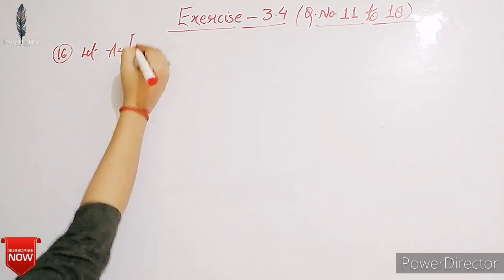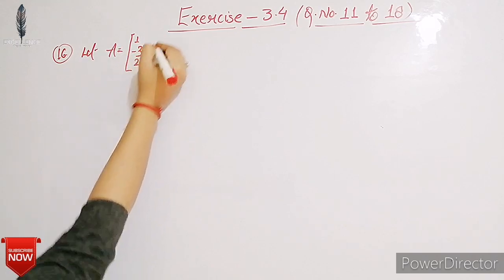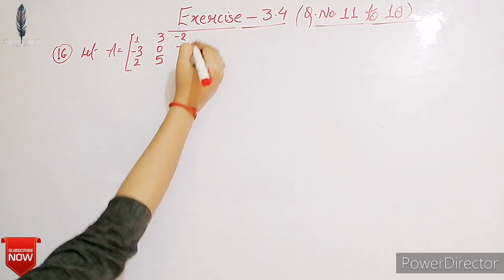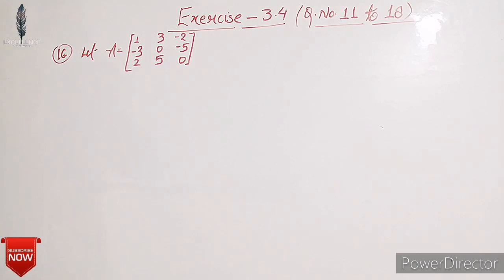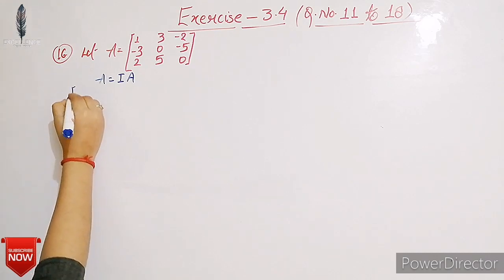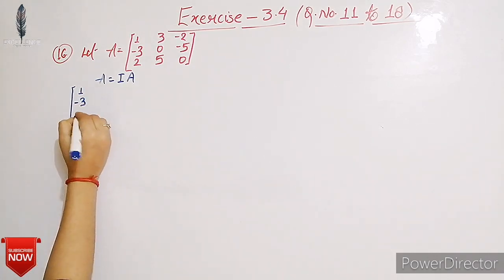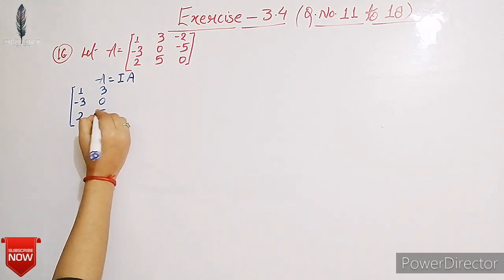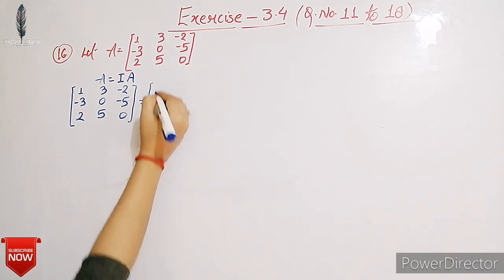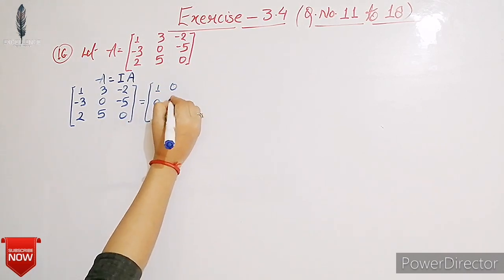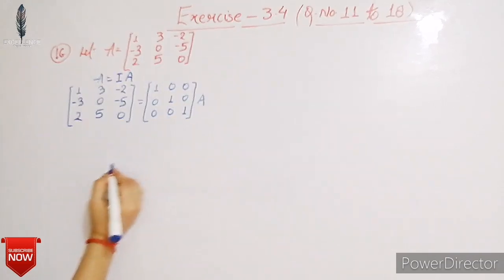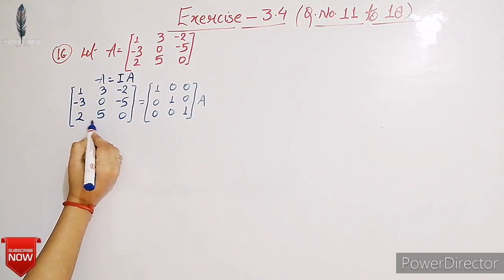Here A equals 1, minus 3, 2, 3, 0, 5, minus 2, minus 5, 0. Characteristic equation is A equals IA. Put the value of A: 1, minus 3, 2, 3, 0, 5, minus 2, minus 5, 0. And I is the identity matrix of 3 into 3 order, that is 1 0 0, 0 1 0, 0 0 1, A. So here main diagonal is 1 0 0.